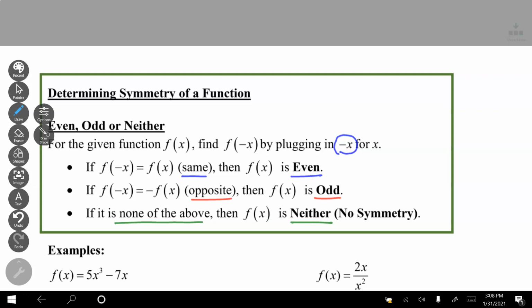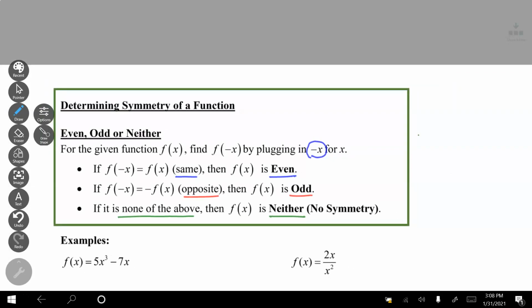So when we plug in negative x for x, we have to remember that negative x raised to an even power becomes a positive x raised to an even power, and a negative x raised to an odd power becomes a negative x raised to an odd power. Okay? So let's do some examples.